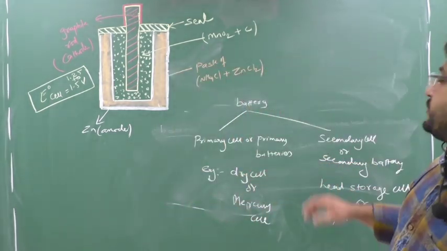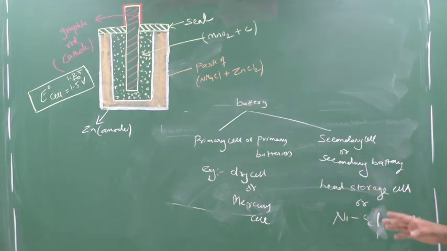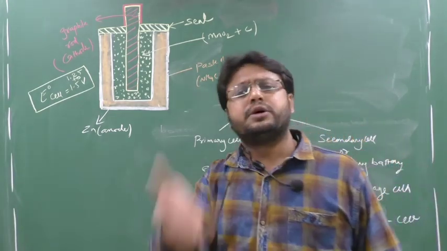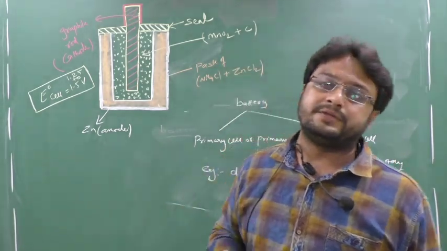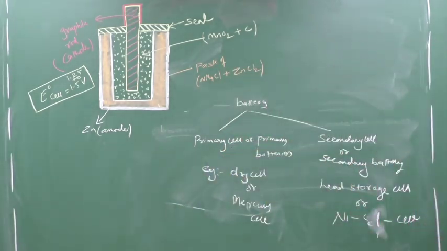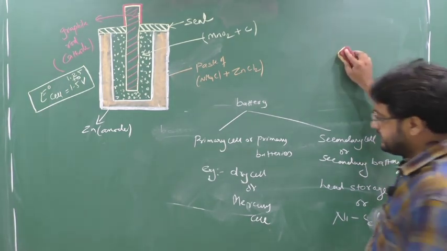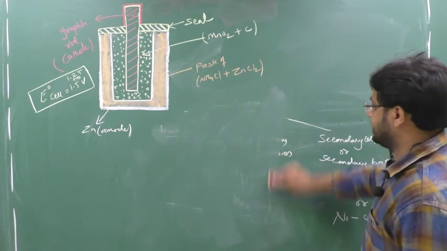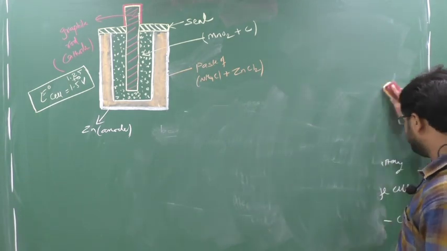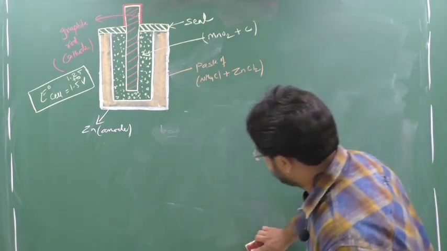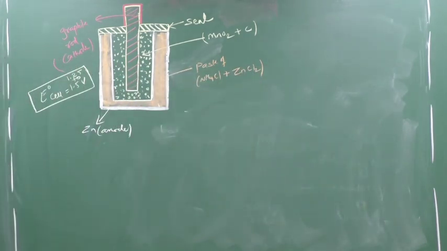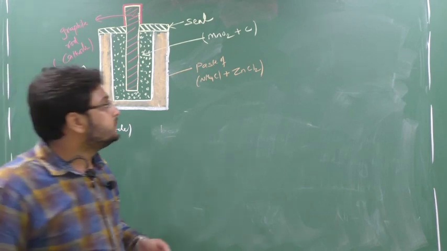And secondary cell or secondary battery means once it is used, we can recharge it and again use it a number of times. Such a type of cell is known as a secondary cell. Now in primary cells we have one very important topic, and that topic is the dry cell. So we will now discuss the dry cell in detail. You can make a heading about dry cell.